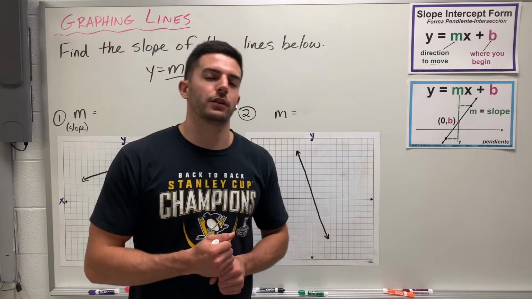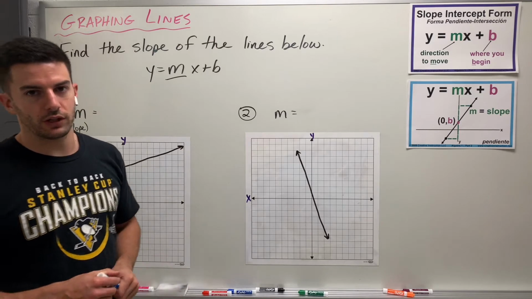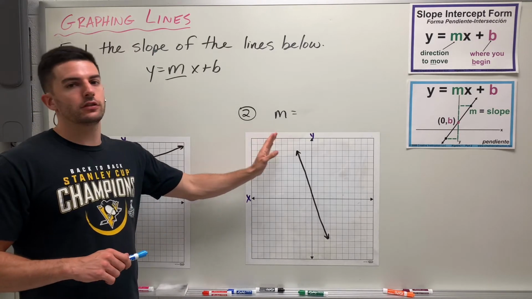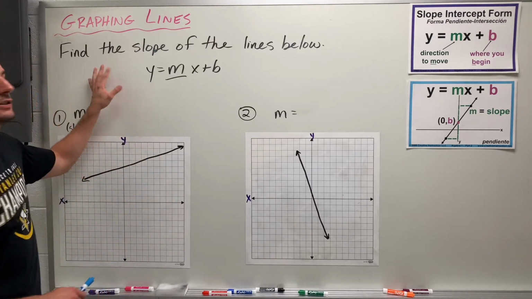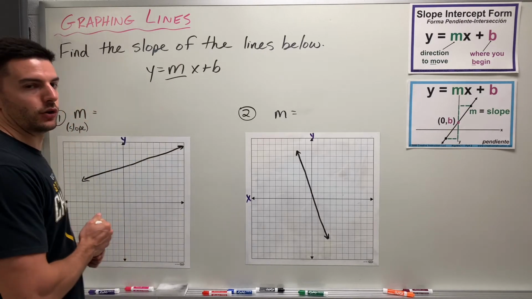Hello again, everybody. We are here graphing some more lines. Actually, in this one, the lines are already graphed for us. And what we're going to do is find the slope of these lines. It asks us to find the slope of the lines below. So that is exactly what we are going to do.